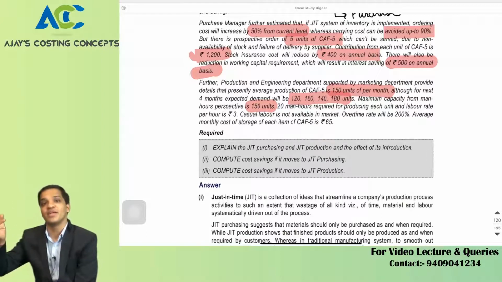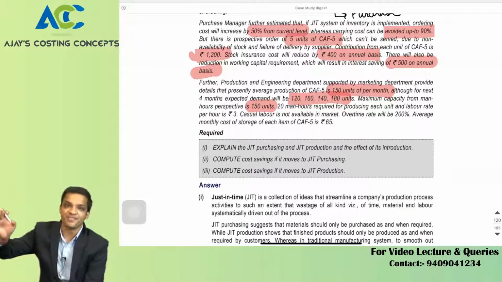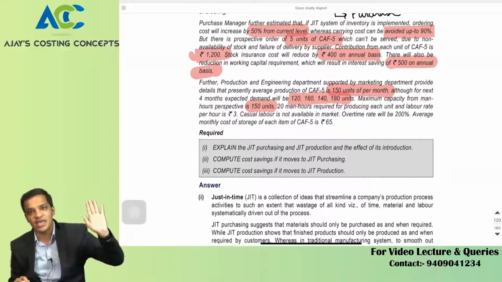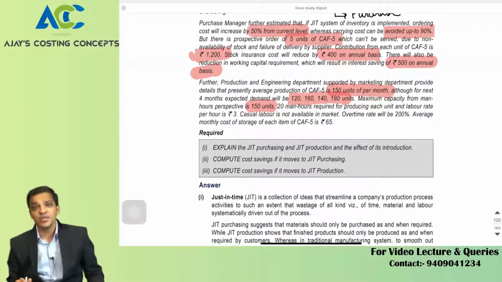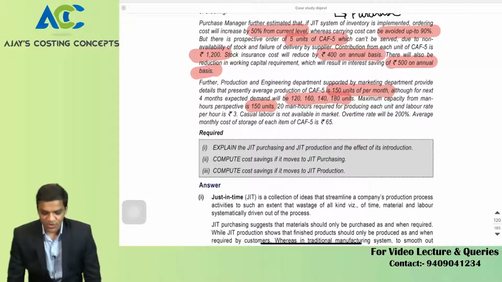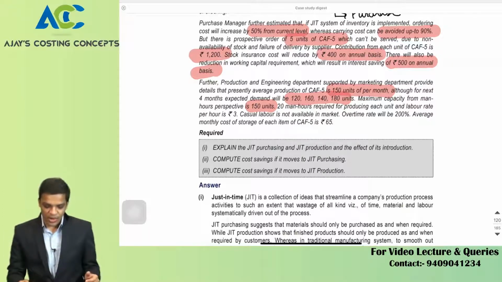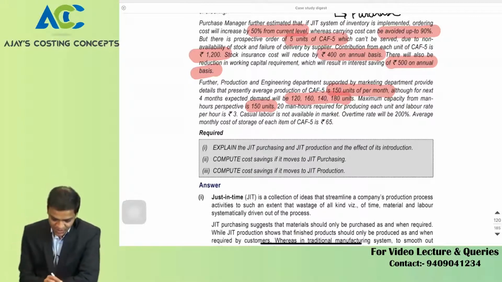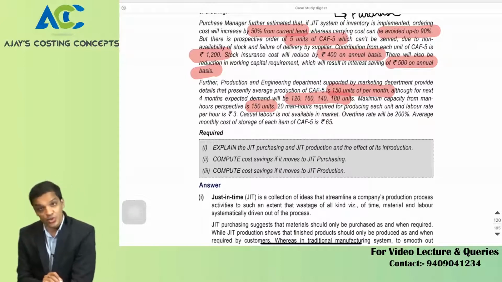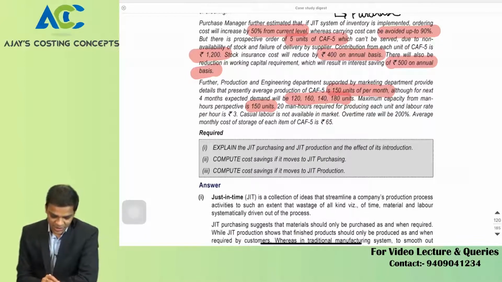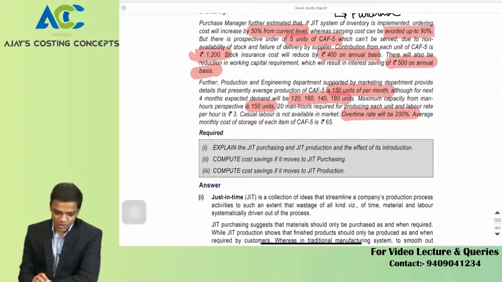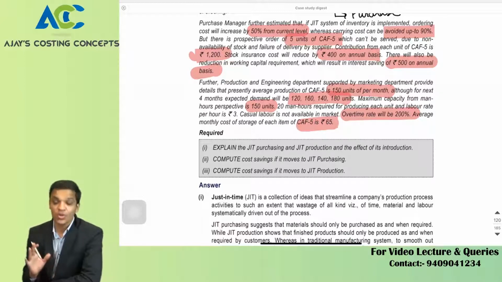The maximum capacity from a man-hours perspective is 150 units, that is what we have, maximum hours is only 150. So, in the present situation, we are producing 150 units. Remember question number 13, what we did, right? 17,500 for all the 4 periods. Similarly, over here, on an average they are producing 150. And if you observe that the next months' demand is 120, 160, 140 and 180, the total of these 4 would also be 600, which is 150 on average, right? 20 man hours are required for producing each unit and the labor rate per hour is 3. Casual labor is not available in the market. Overtime will be 200%, very very important. Overtime will be 200%. Average monthly cost of storage of each item is 65. This is what is happening.